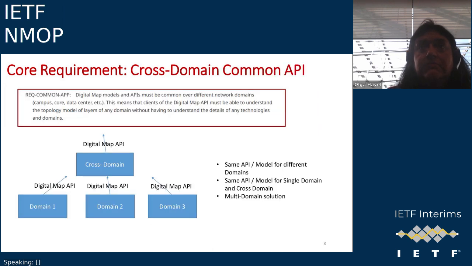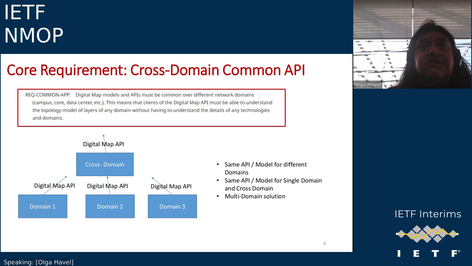Okay. The next requirement was about a cross-domain common API, because if you have different types of controllers, then for a cross-domain controller you would want to have the same API to support topological information and links to external worlds. So this is kind of the approach that is required.